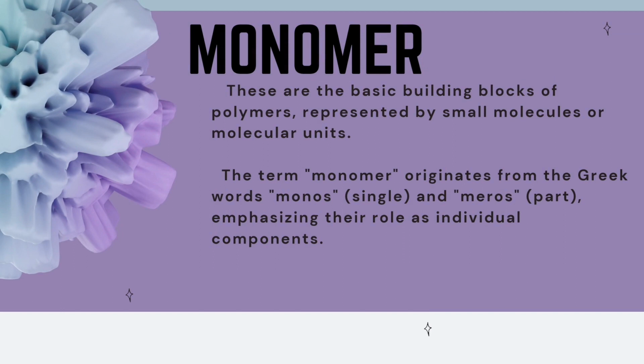The words polymer and monomer came from the words poly, which means many, mono, which means one, and mero or mers, which means parts.